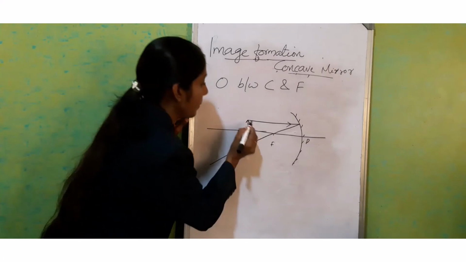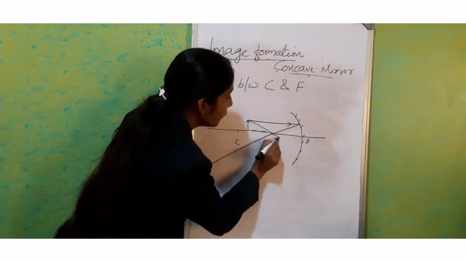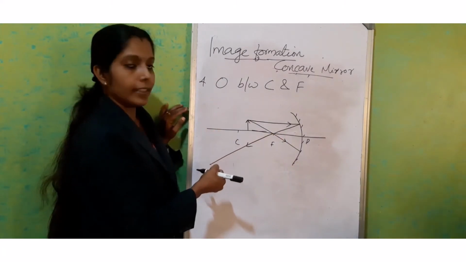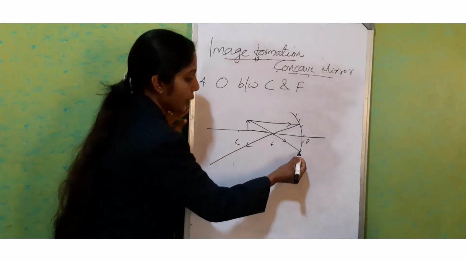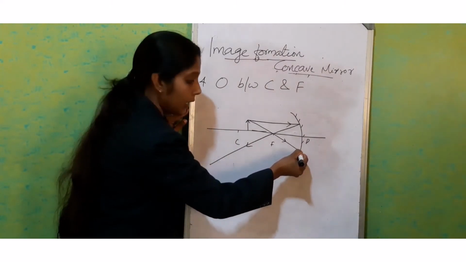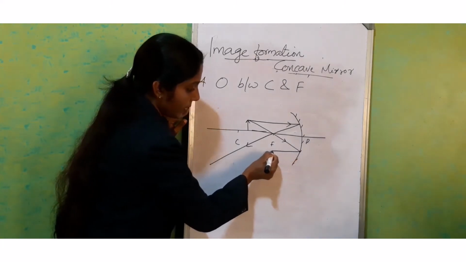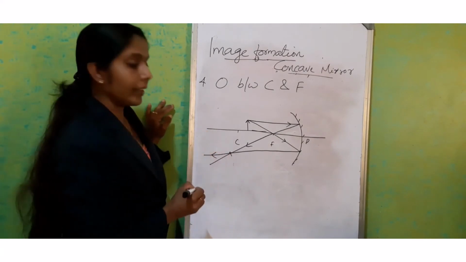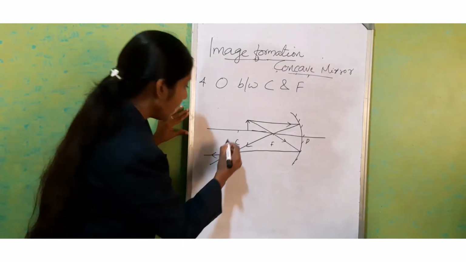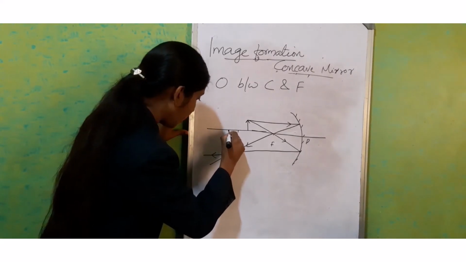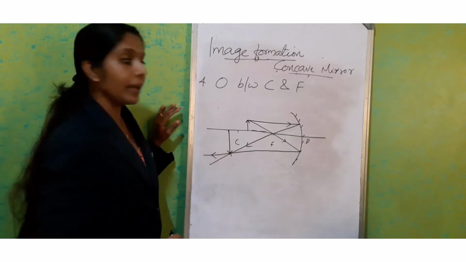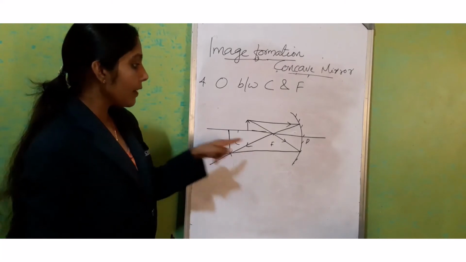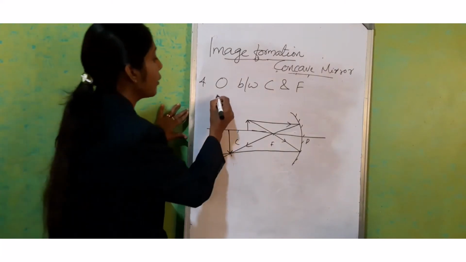Now next ray I am taking is the ray which is passing through the focus. After the reflection, this is the reflected ray. This is the next incident ray. After the reflection, it should be parallel to the principal axis. So this is the way how it goes. This is the point where we got the intersection of reflected rays. If we join the line towards this point, we will get the image in this way. So if the object is between center of curvature and the focus, we will get the image beyond center of curvature.